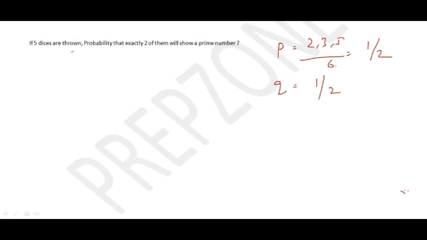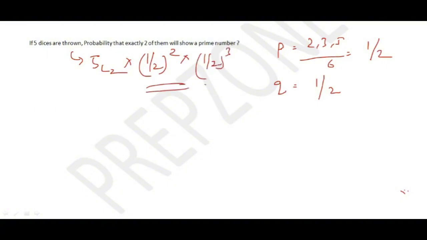That's a very 5-second question. 5C2 into 1 by 2 to the power 2 into q to the power r. So q is this, n minus r, 5 minus 2, 3. This becomes my answer. Right? I'm selecting 2 from 5 and this is p to the power r, then q to the power n minus r. Remaining 3 will get negation q, which is this. The 2 selected will get the positive outcome, which is this.